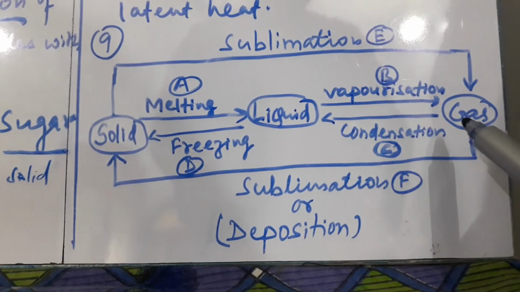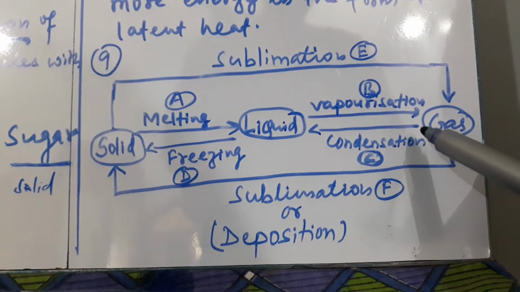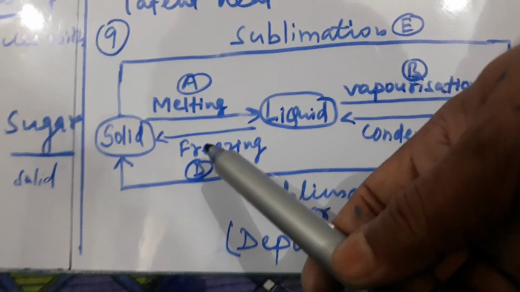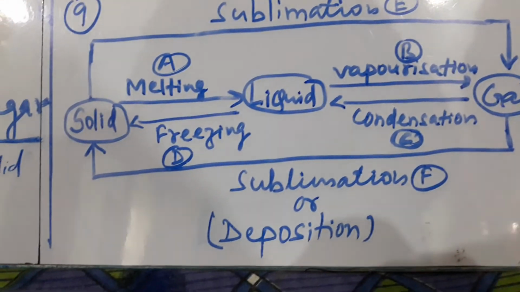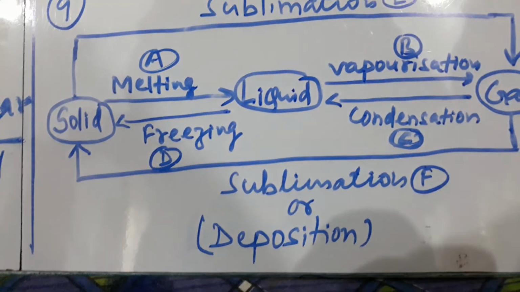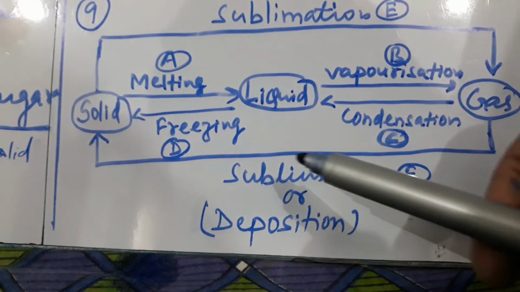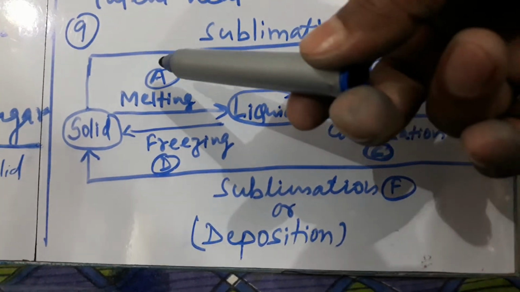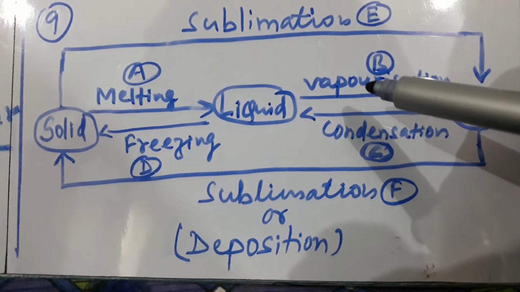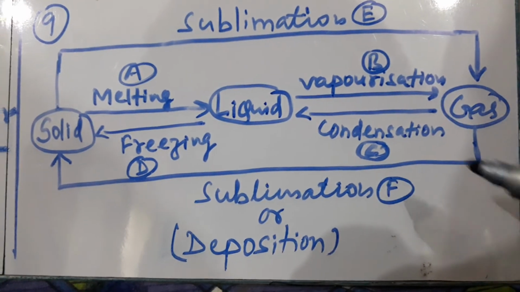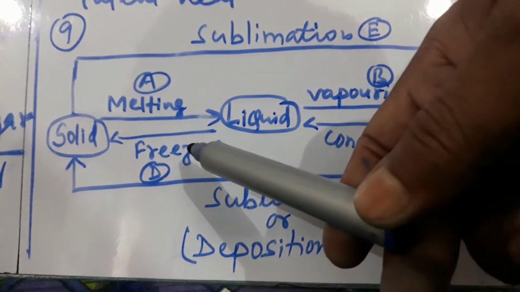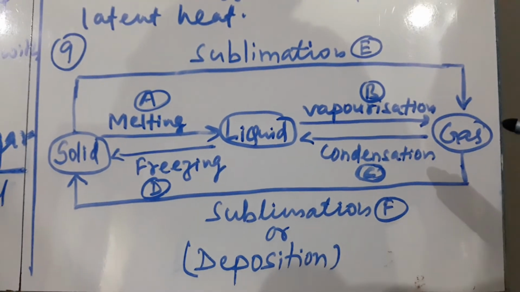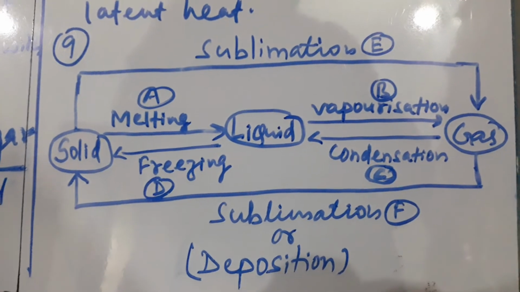Gas to liquid is done by condensation. Liquid to solid is done by freezing. And gas to solid is also called sublimation or deposition. So here at position A we'll write melting, at B vaporization, at C condensation, at D freezing, at E sublimation, and at F we'll write deposition.